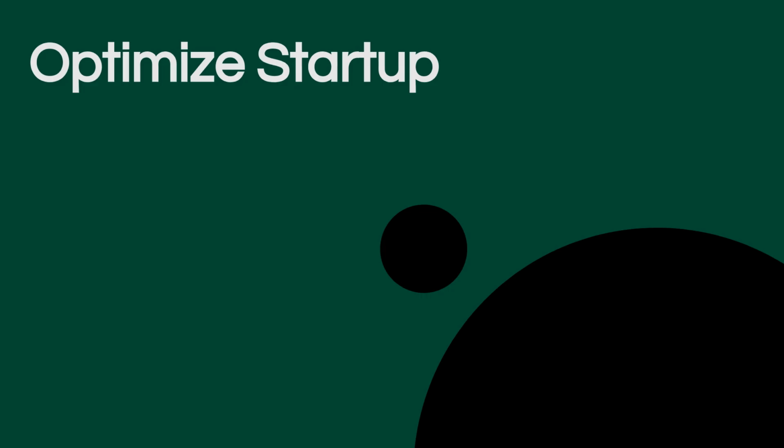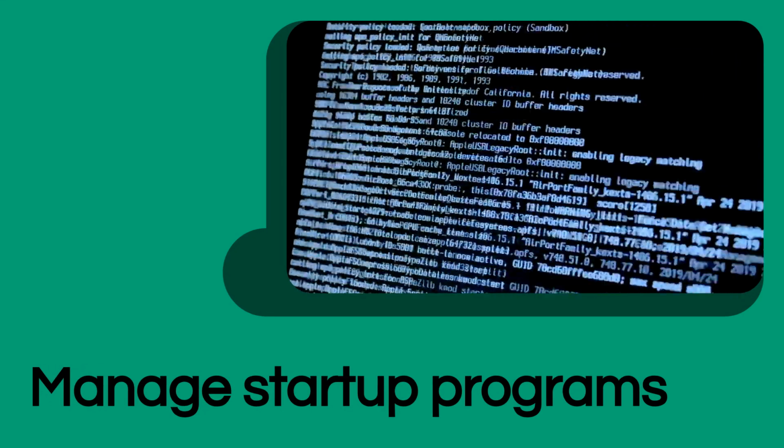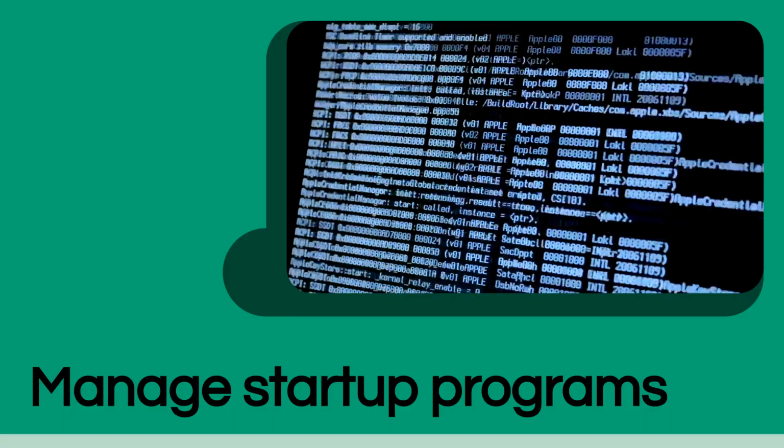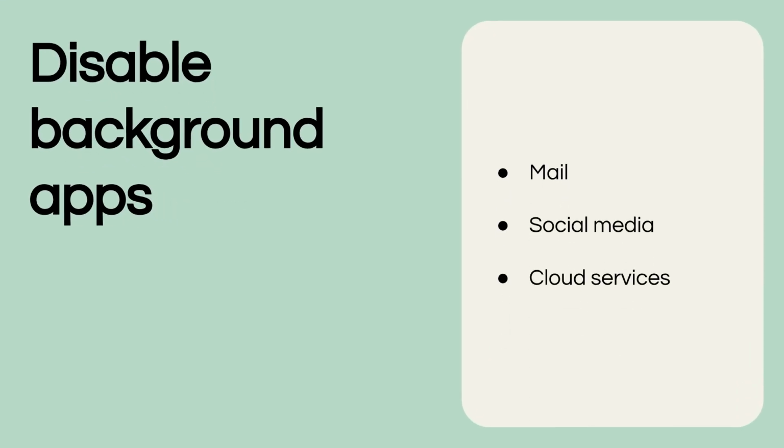Optimizing your startup process is the next major step to faster boot times and a more responsive system. Use the Task Manager to manage which programs launch at startup. Disable anything you don't immediately need to speed up your boot time. Also, review and disable unnecessary background apps. Many apps run silently, consuming resources and slowing down your foreground tasks.